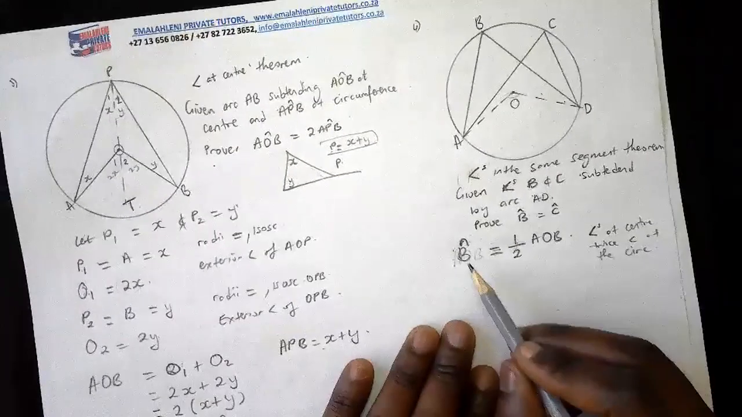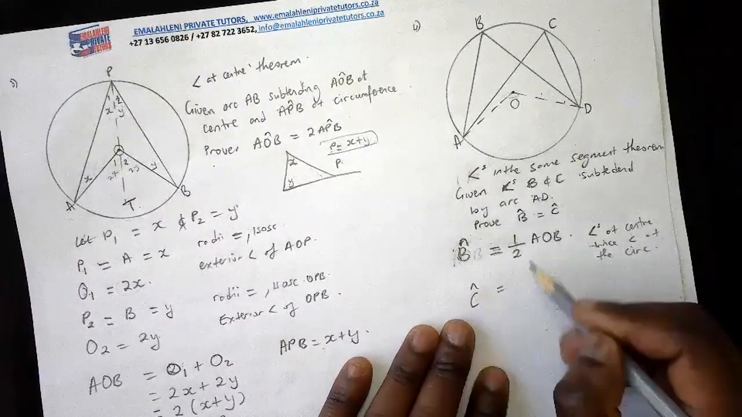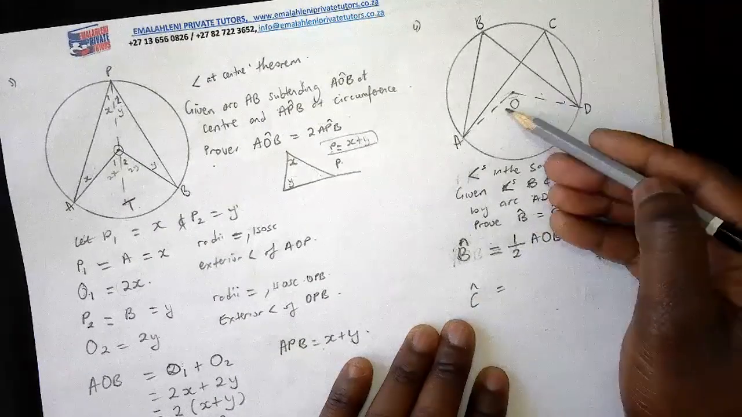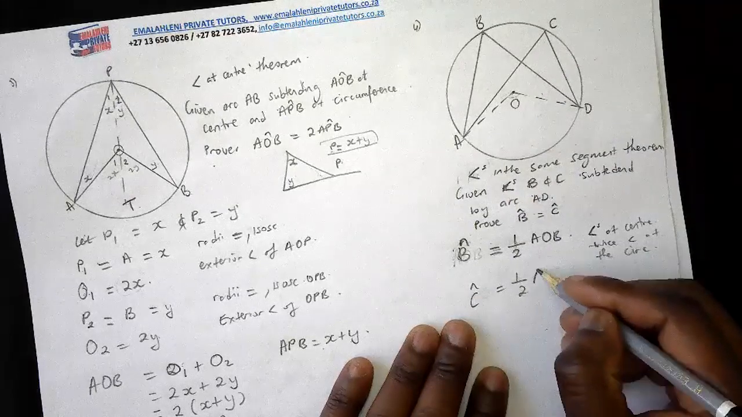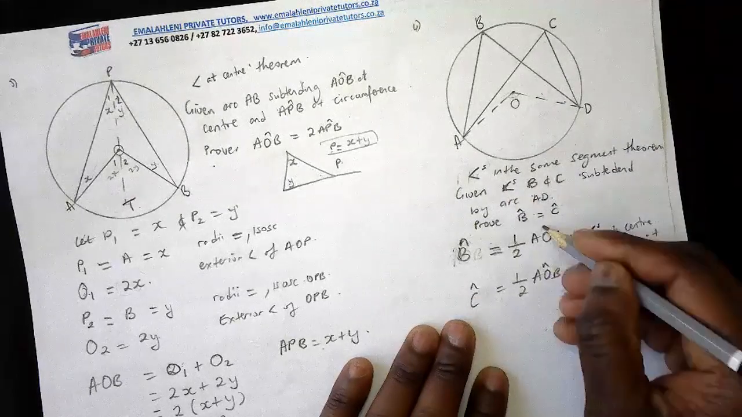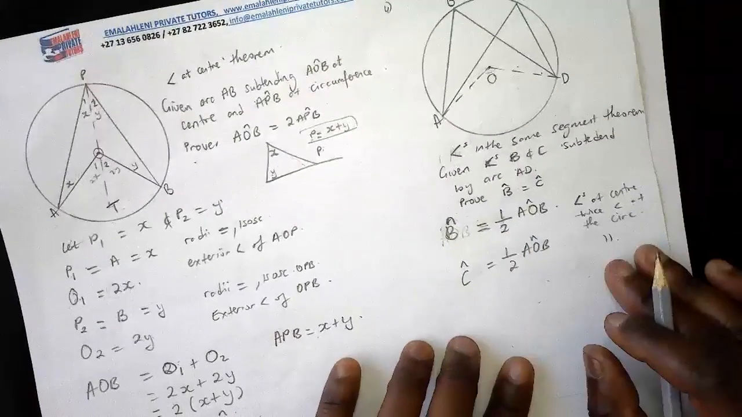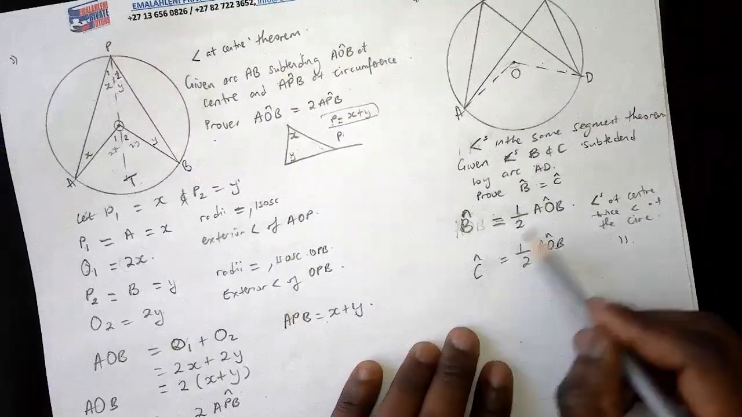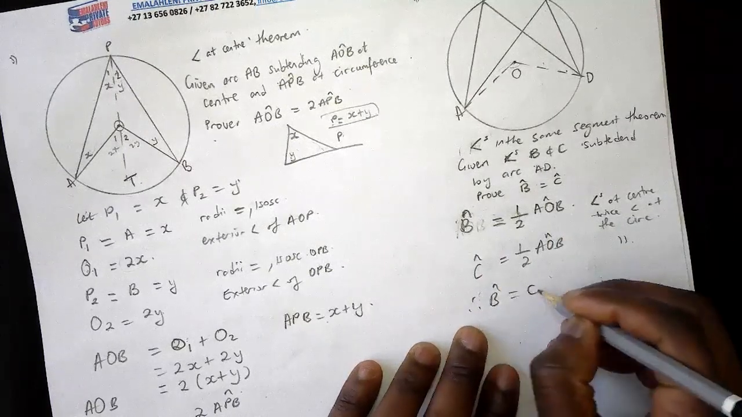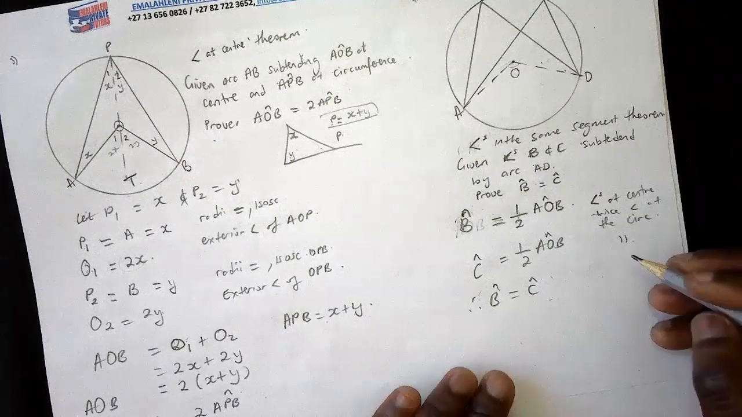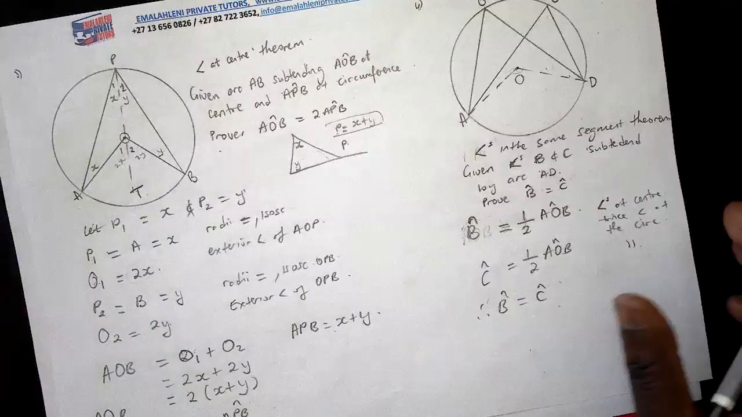Now, here we have also C. Can you see that C also is subtended by the same chord? Remember, it's going to be half AOB. Again, the same reason, angle at the center theorem. Therefore, B is equal to C, and these are in the same segment. So it's proven here. We are moving on to the next one.